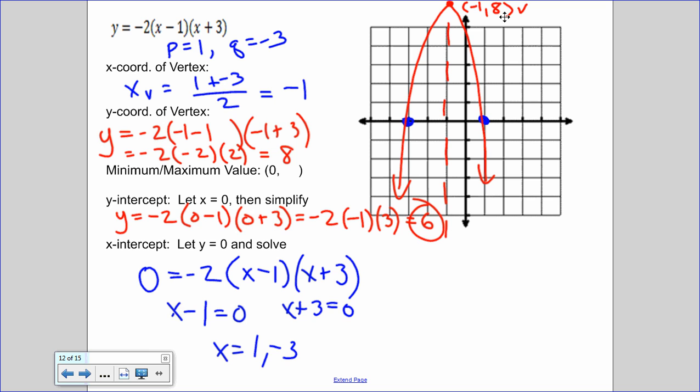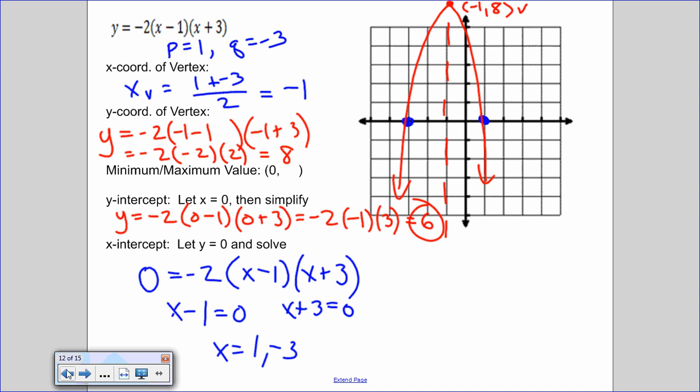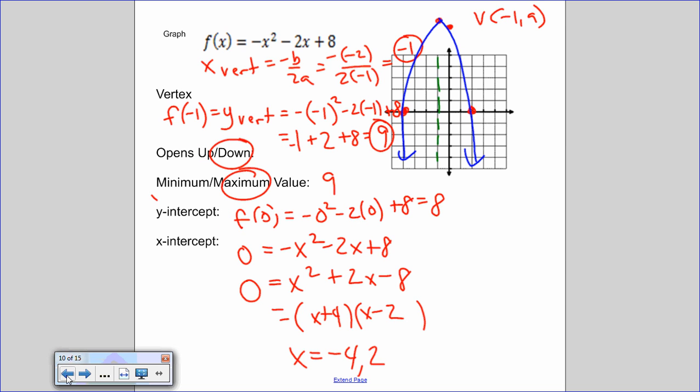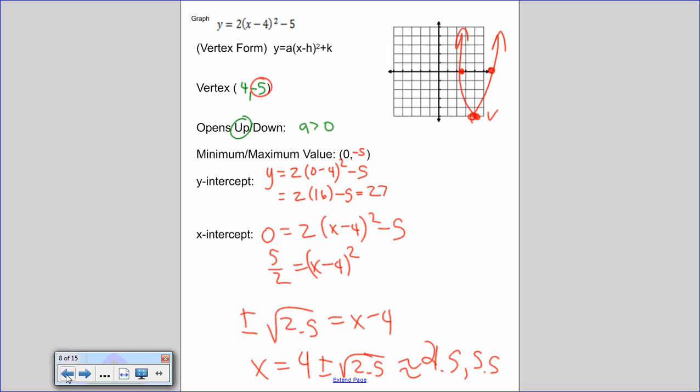So that is 3 examples, one of each kind. We had to do intercept form, we had to do standard form, and we had to do vertex form. That completes the lesson for today.